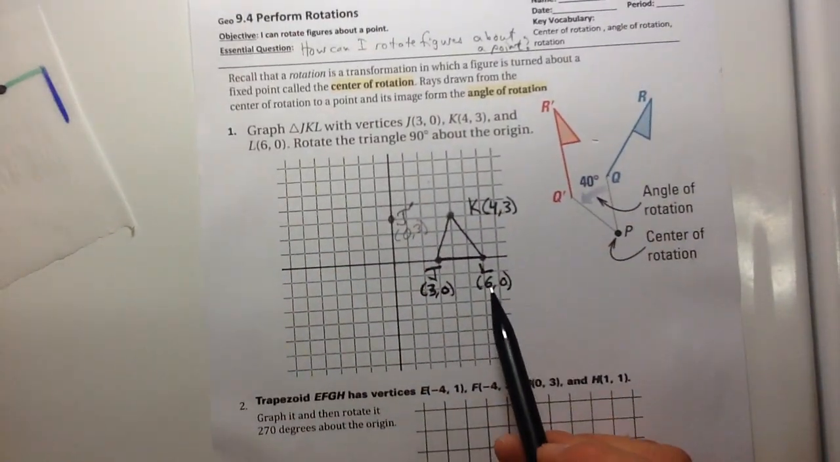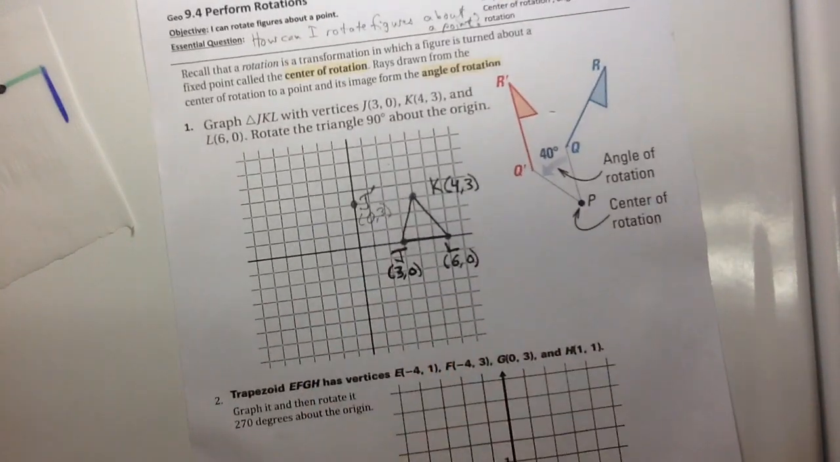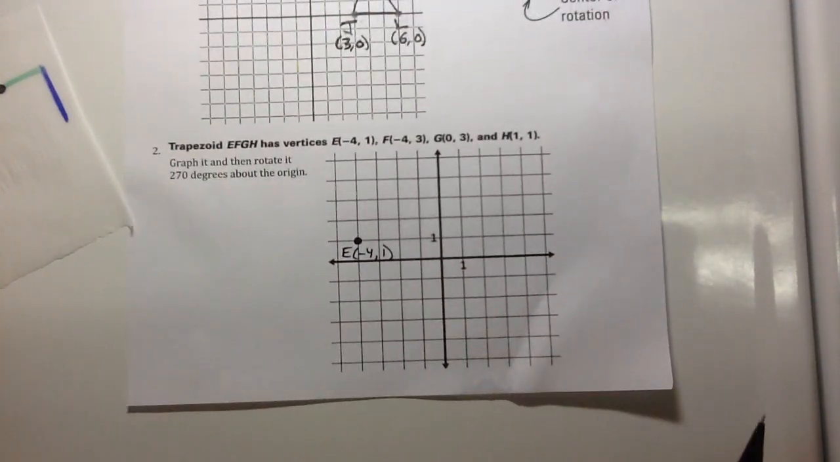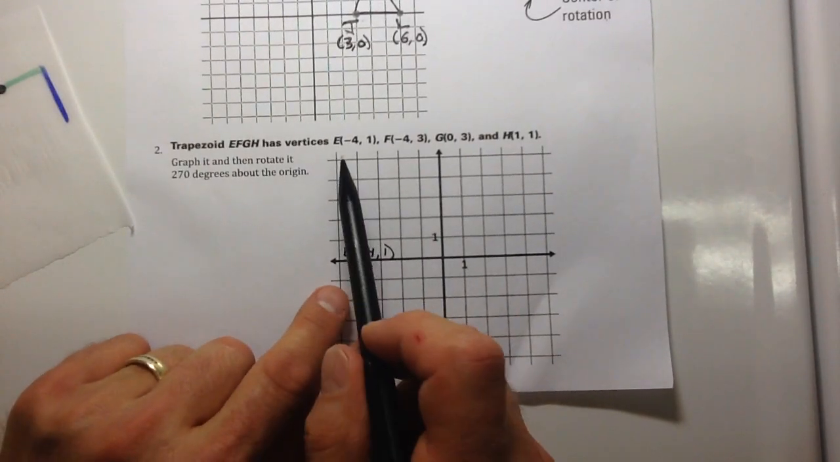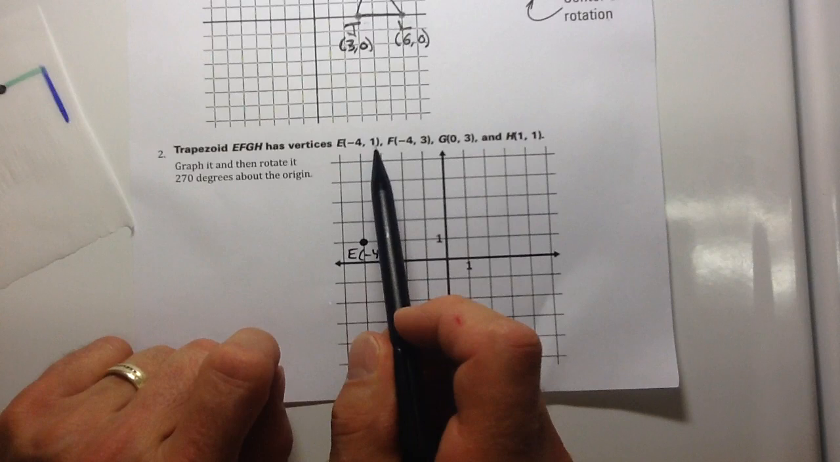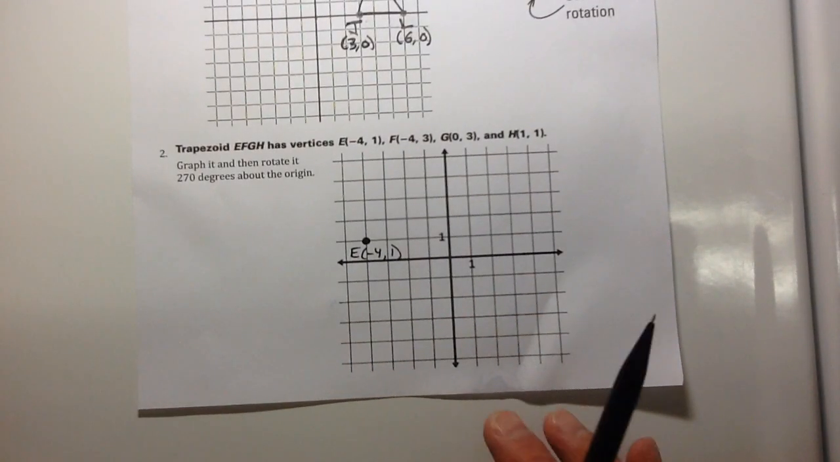And I will let you do the other points here, K and also L. Make sure you label those. And then also problem number 2, I've plotted E at -4, 1, and I will let you rotate that also.